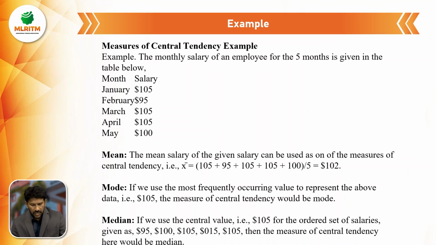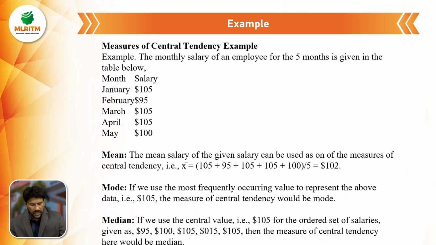Now, how do we find the median? The position is n plus 1 by 2. With 5 months, 5 plus 1 by 2 gives 6 by 2, which is 3. So the value at the third position in the given data set is the median. When we arrange the data in ascending order, 95, 100, 105, 105, 105, the third value, 105, is the median.